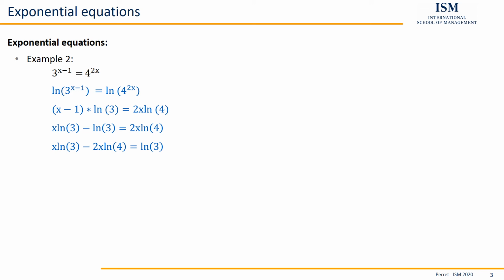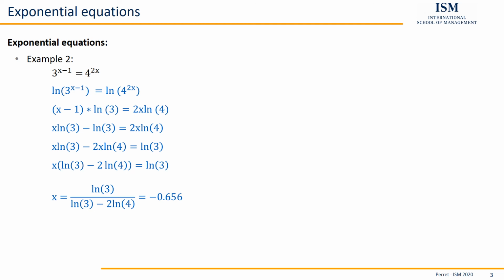And finally, we can simply factor out x and divide by the big parentheses after the x. So divide by ln 3 minus 2 ln 4, giving us here a solution for x of ln 3 divided by ln 3 minus 2 ln 4, or if we put this into a calculator, minus 0.656.